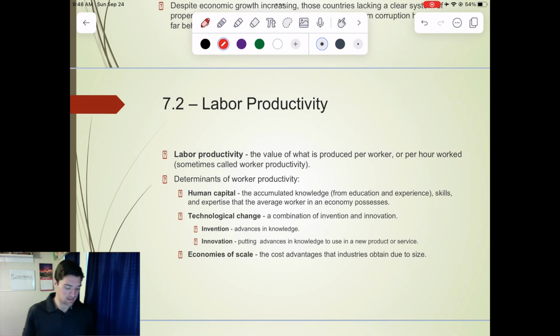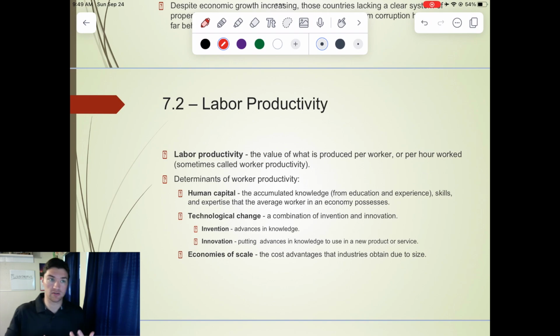All right, guys, so let's get into section 7.2, which is talking about labor productivity. Labor productivity is the value of what is produced per worker. Remember when we talked about GDP, and I said that's kind of like how much output there is per person. Well, now let's actually get into the output per person. Let's get a little bit more specific in terms of measuring it. Like, how much stuff are you able to make per day, per hour? How much labor productivity do you have? Sometimes it's called worker productivity.